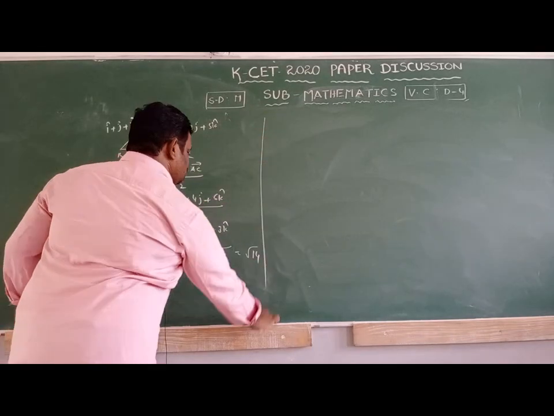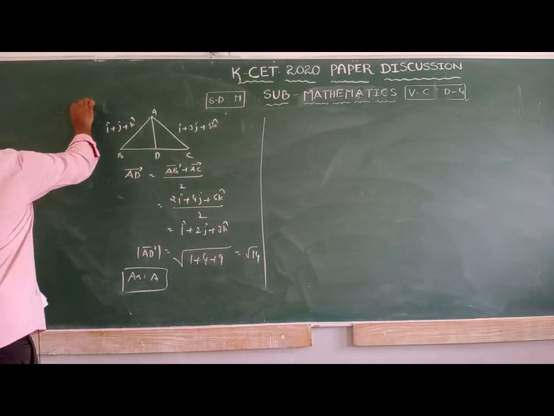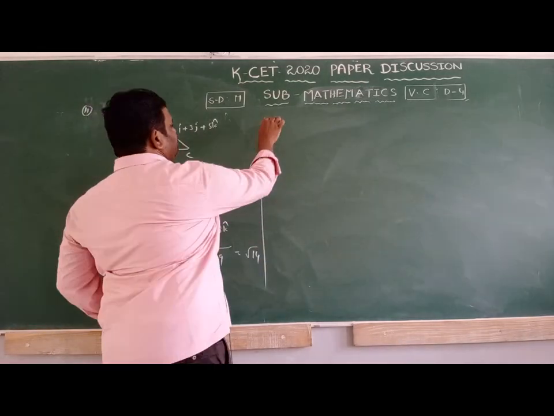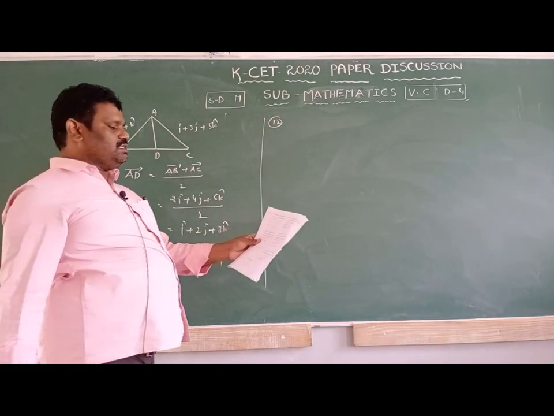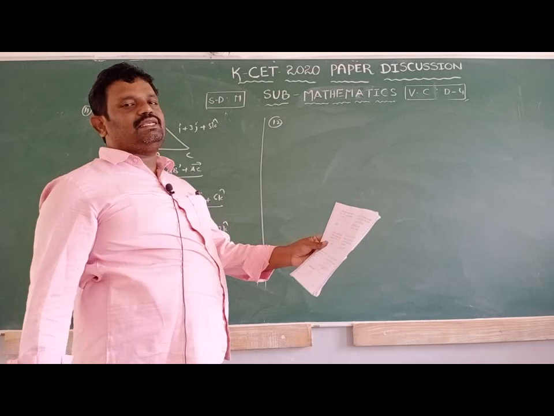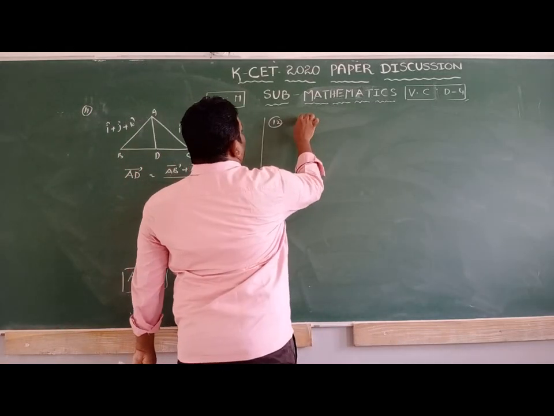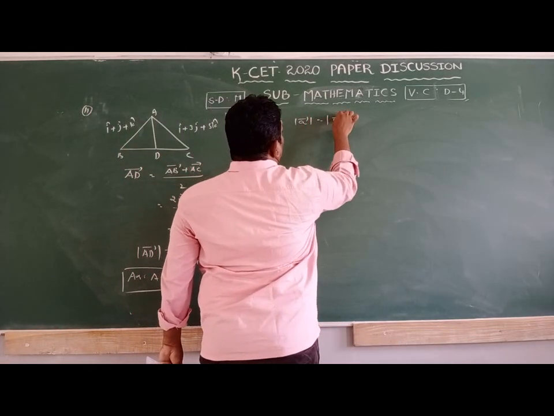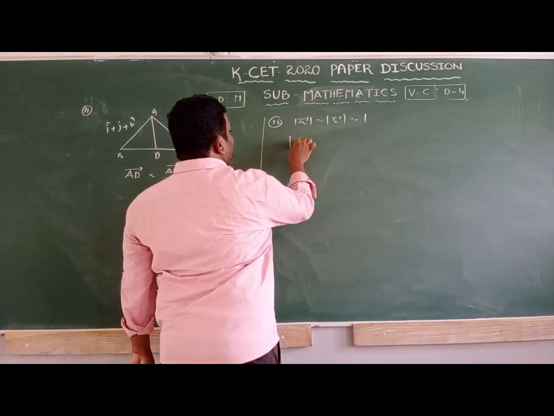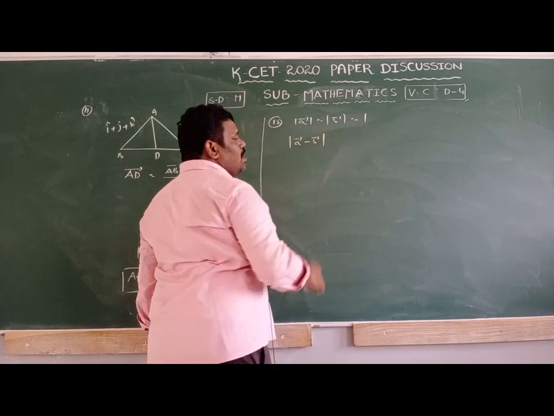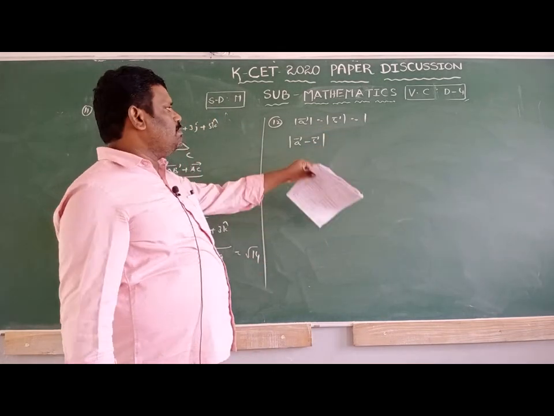Next, the 12th question. What is given here? A bar and B bar are unit vectors and theta is the angle between A bar and B bar. Then sin theta by 2 is asked. So here the magnitude of A bar is equal to the magnitude of B bar, which is equal to 1. For sin theta by 2 we consider A bar minus B bar, otherwise for cos theta by 2 we would consider A bar plus B bar.